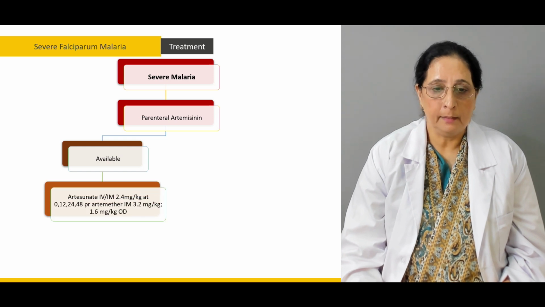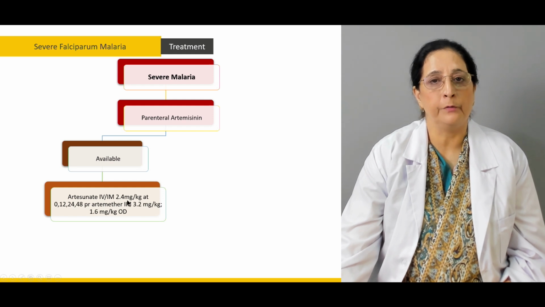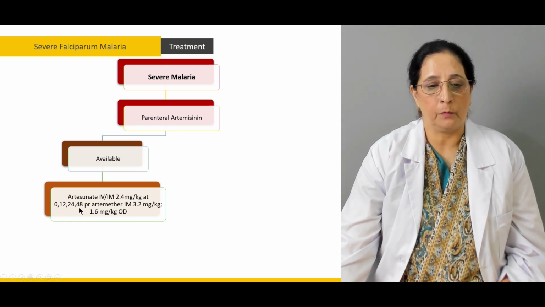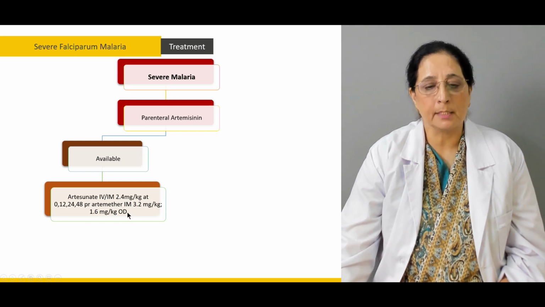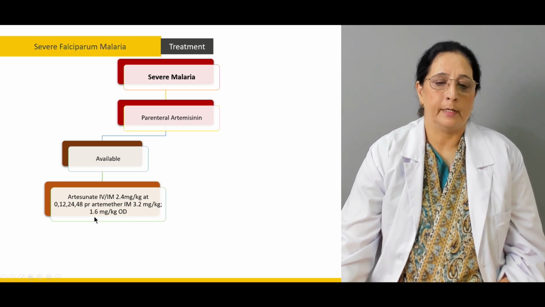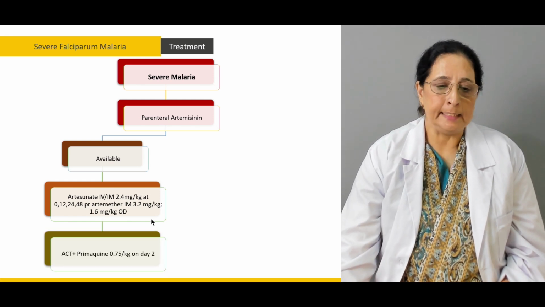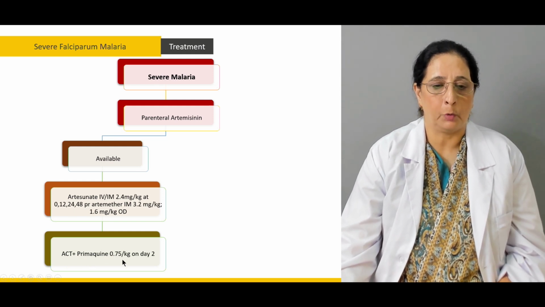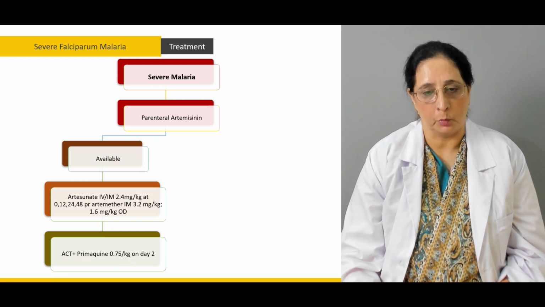If it's available, we can give artesunate intravenous or intramuscular 2.4 milligram per kilogram at 0, 12, 24, 48 hours. Or artemether intramuscularly, 3.2 milligram per kilogram and then 1.6 milligram per kilogram. ACT combination therapy plus primaquine, 0.75 per kilogram on day 2.